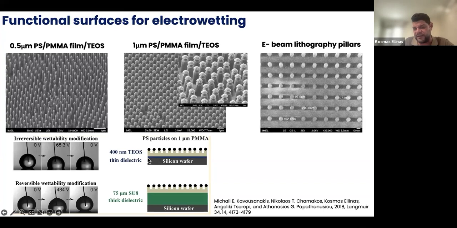So by using this thin dielectric layer, you could have irreversible wetting modification. If you apply the voltage, then the drop shape changed, the surface was wetted and stayed like this, even if I turned off the voltage supply. Whereas when I was using a thicker dielectric layer, by turning the voltage supply on and off, I could achieve reversible wetting.